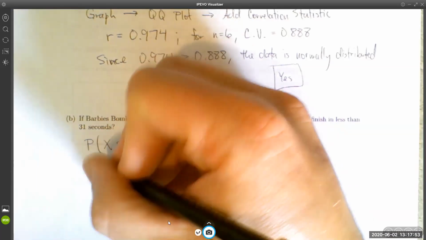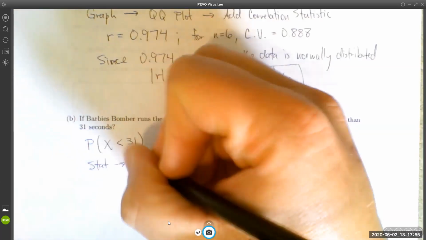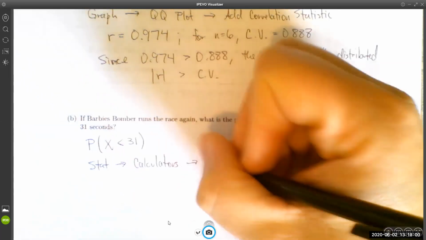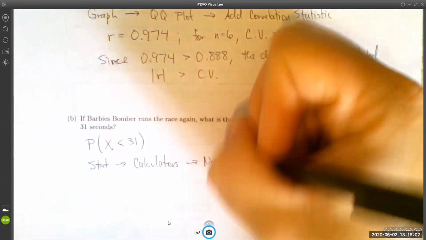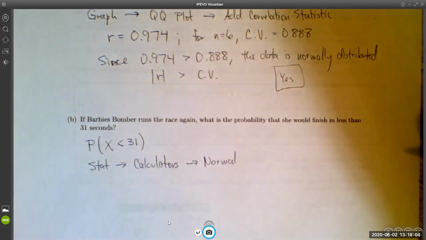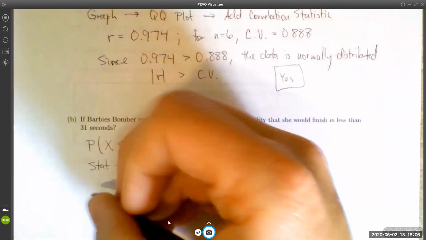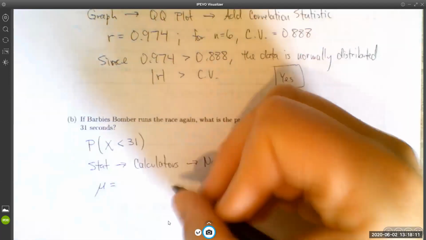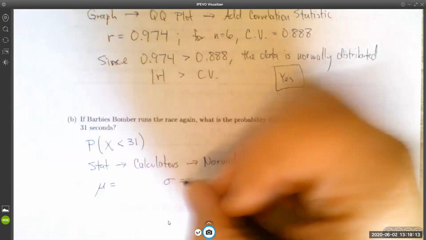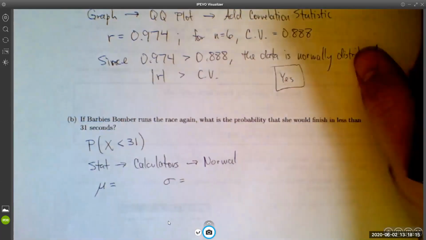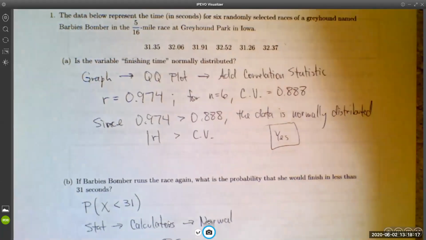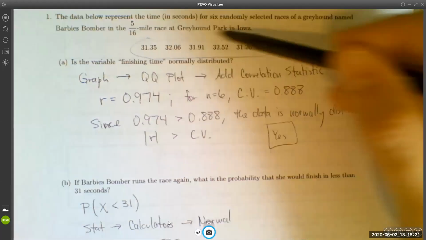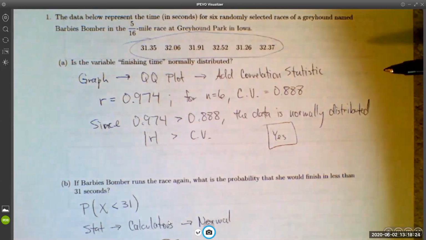We go to Stat, Calculators, Normal. And if you think back to what we were doing in 7.1, 7.2, you know that at this point we're going to have to enter in something for the mean, and something for the standard deviation. Now, since we don't know what the population mean and standard deviation are, the best we can do is to use the sample mean and sample standard deviation from the data that we were given.